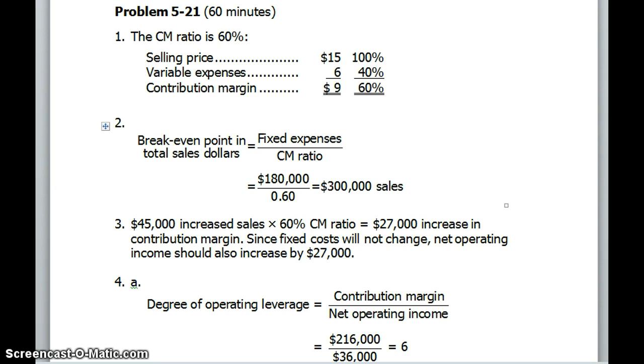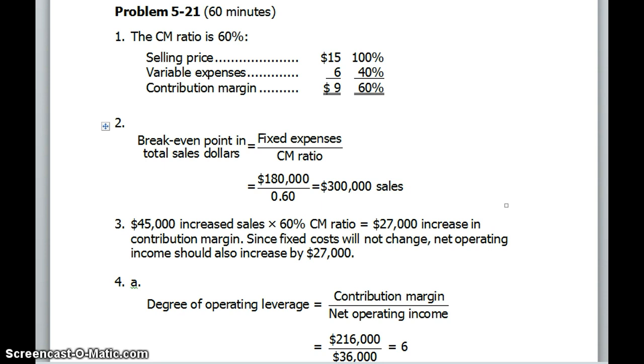Part 2 of the problem then asks us to use that contribution margin ratio to determine the break-even point in sales dollars. The break-even point in sales dollars is fixed expenses divided by the contribution margin ratio. Fixed expenses in this problem, as given, are $180,000. Divided by the contribution margin ratio of 0.60 tells us that we need $300,000 of sales revenue to break even.